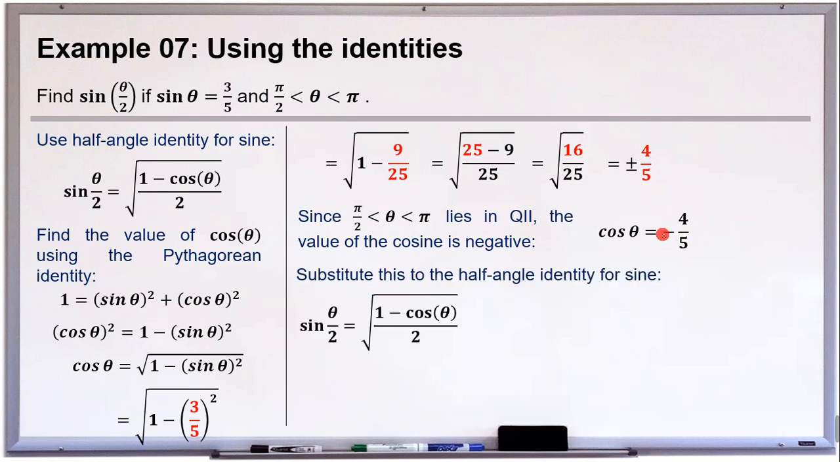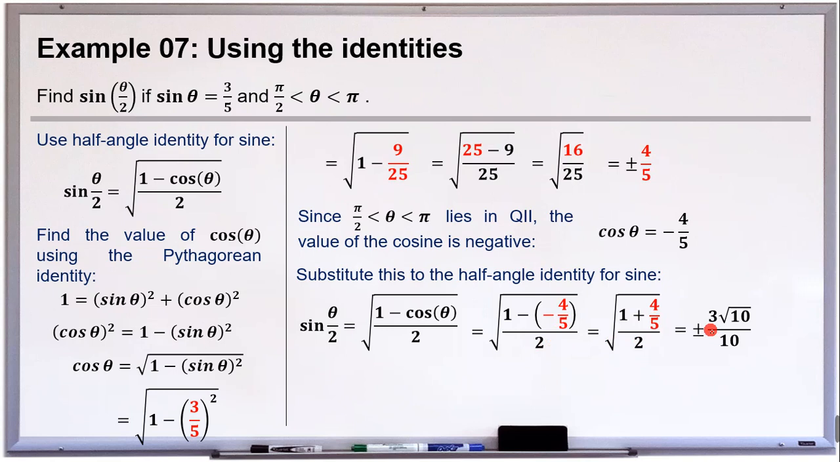Okay, we will substitute this value into our first equation for the sine of the half angle. So we have the square root of 1 minus cosine of theta, which is negative 4/5, all over 2. Simplifying further, you have 1 plus 4/5 all over 2. So we have plus or minus 3 square root of 10 all over 10.